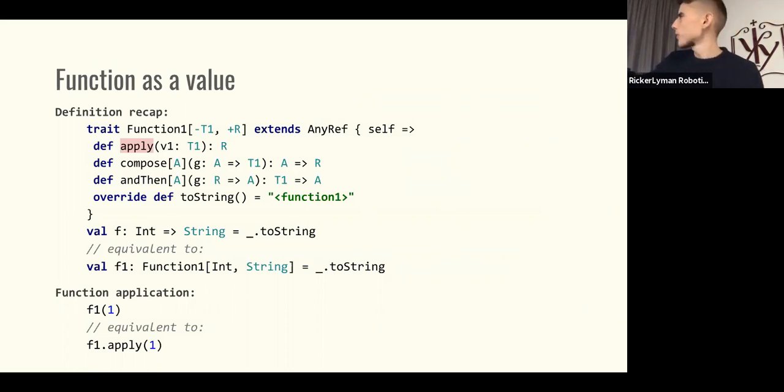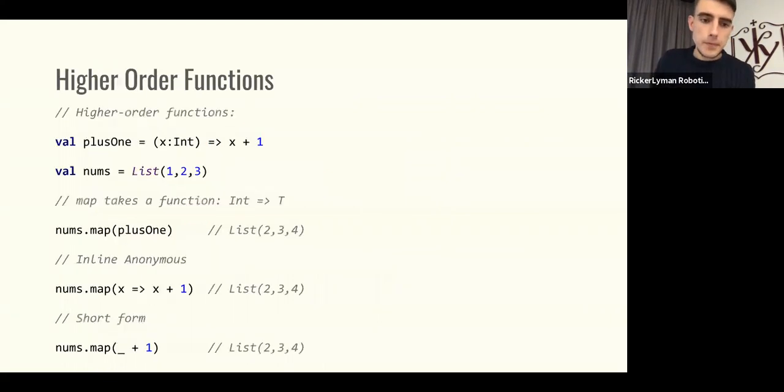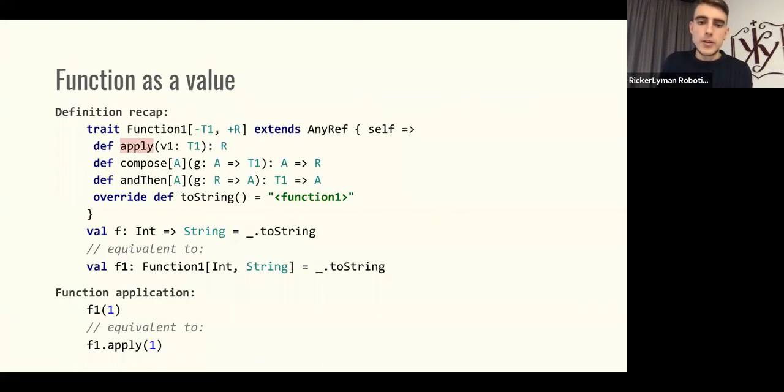We actually already covered that, but this apply method on this trait is how the function is called. Whenever we have these parentheses, the apply method is called, and this goes not only with functions but with anything else as well. So this is basically function application.